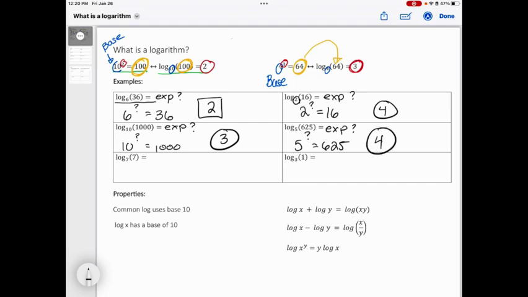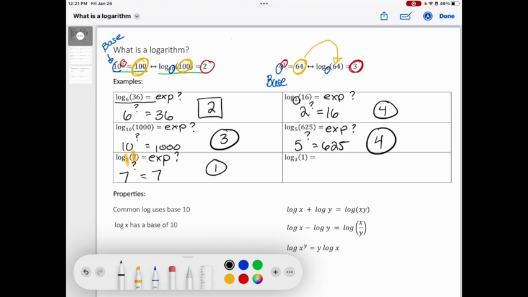Now these last two down at the bottom are special cases. So for log base 7 of 7, we're trying to find the exponent. So this would be 7 to what power is equal to 7? And of course, that would be 1. So this is a special case: when the base and what's inside the parentheses is the same thing, the answer for that log is always going to be 1.